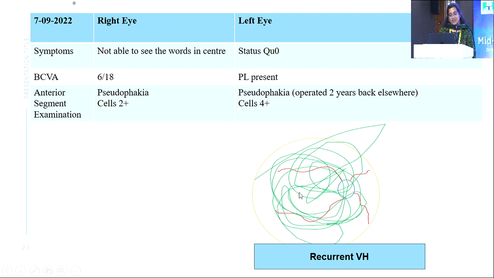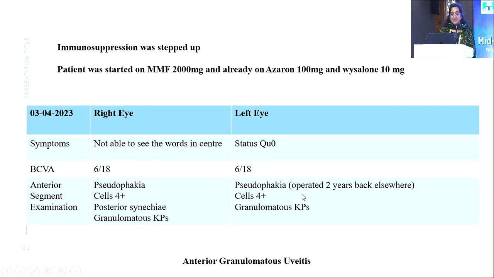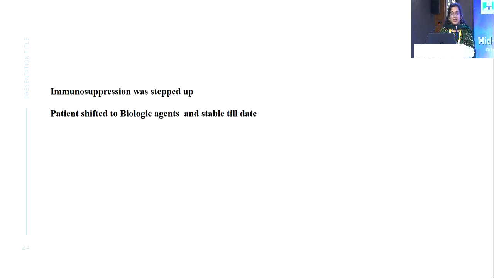And he had another episode of recurrent VH in his left eye. Then later we stepped up his immunosuppression to MMF 2000 mg, and he was already on azathioprine and prednisolone. Then we saw a recurrent episode of anterior granulomatous uveitis. Then he was stepped up to biologic agents.